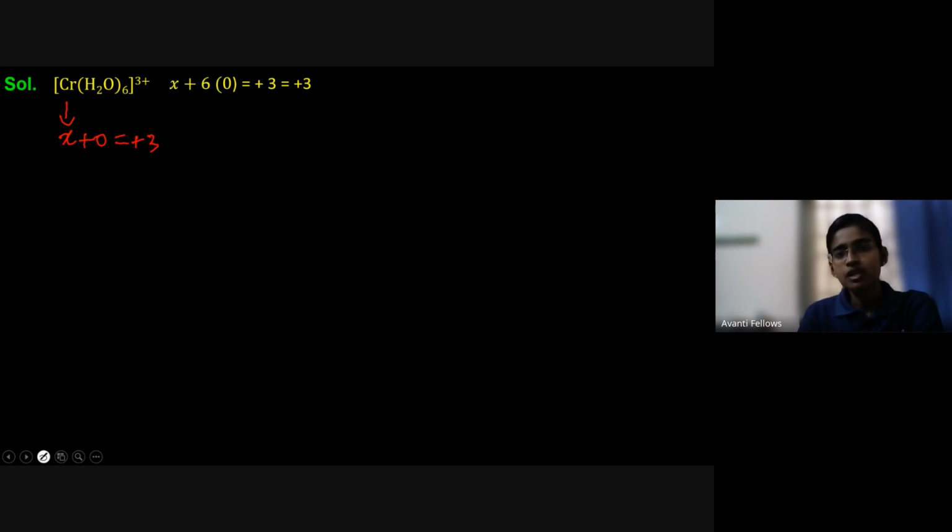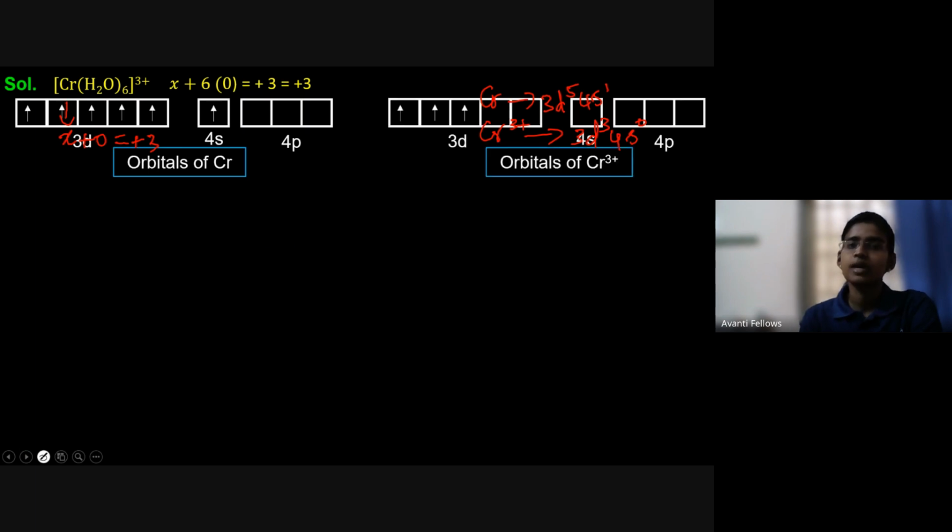Okay, for normal chromium, what is the configuration? For normal chromium, it is 3d5 4s1. And for chromium 3+, it would be 3d3 4s0, right? Three electrons are removed. Got it? Only 3 electrons are there in chromium 3+. Now, how many unpaired electrons are there in chromium 3+? 3. Answer is 3. Just keep a note of it.